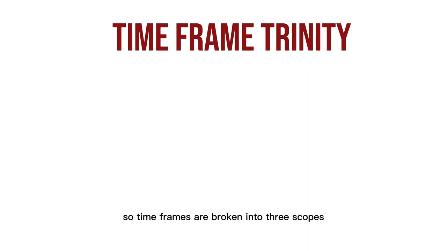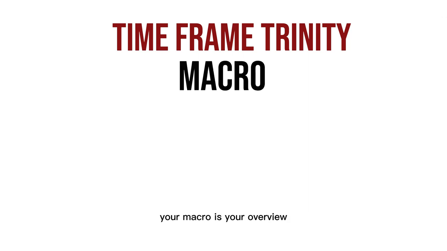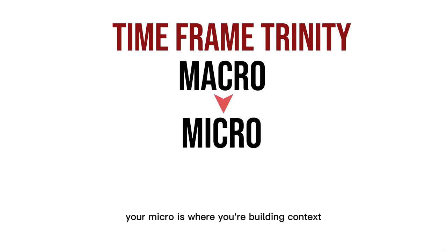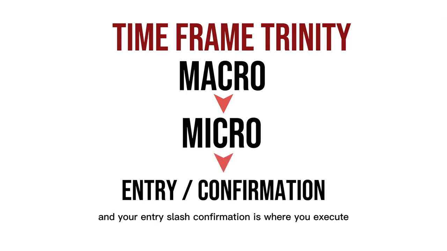So time frames are broken into three scopes. Your macro is your overview. The foundation of your trading is where you conduct forensics and you look at your higher time frame. This is where you extract your bias from. Your micro is where you're building context for your setup. And your entry/confirmation is where you execute and manage your trade.